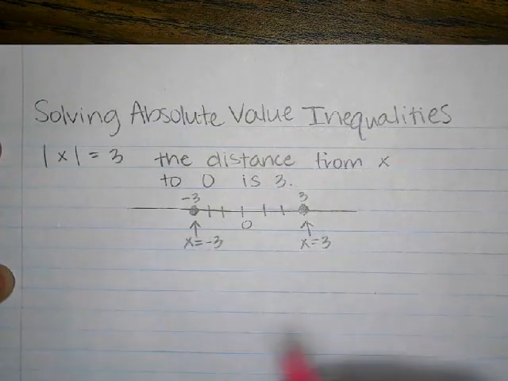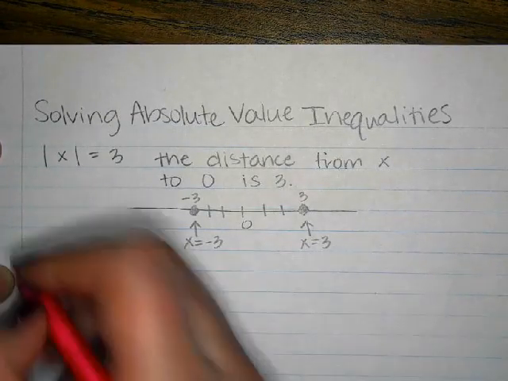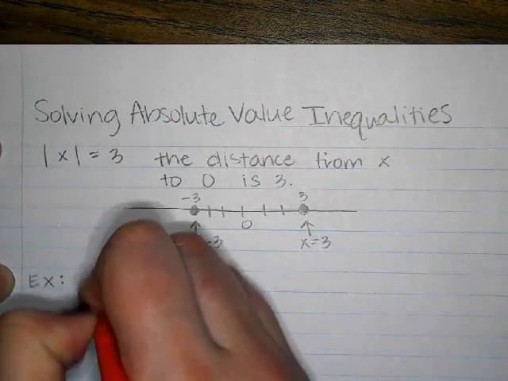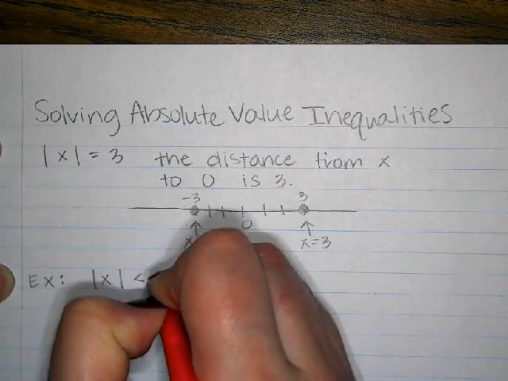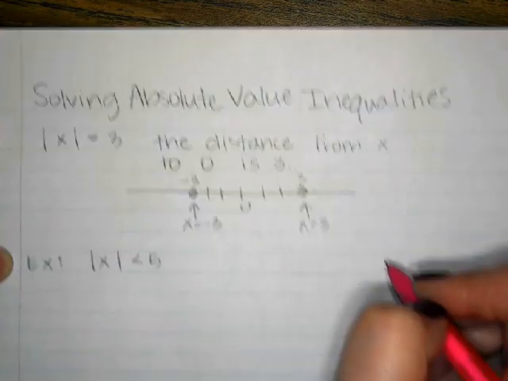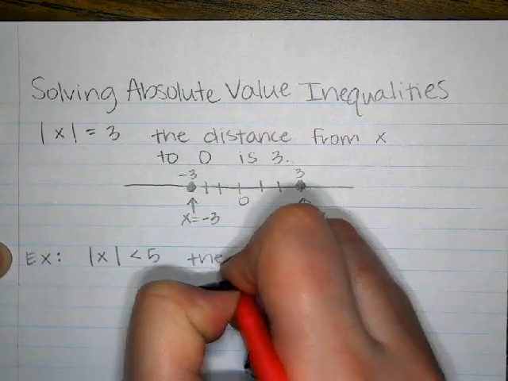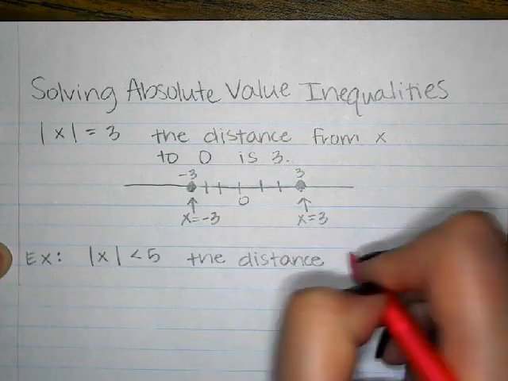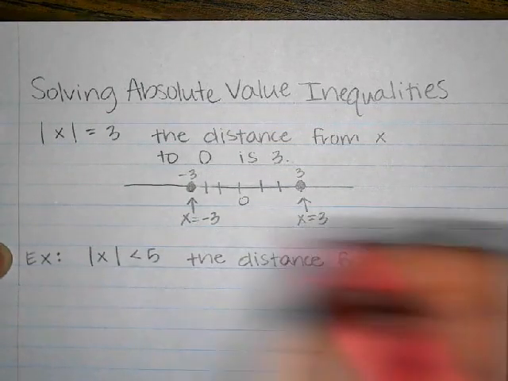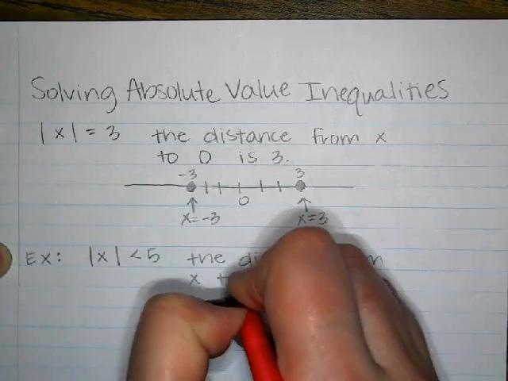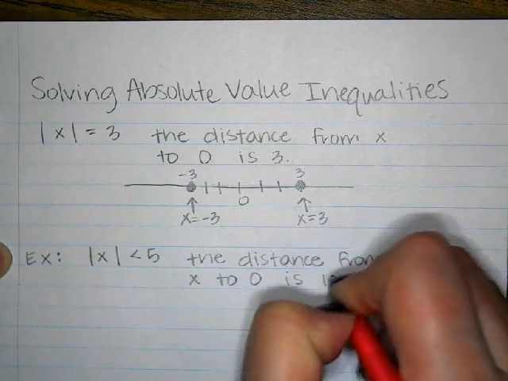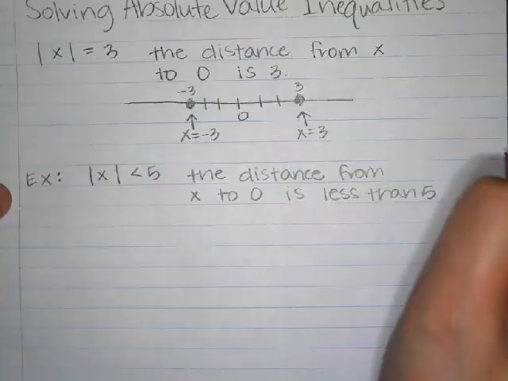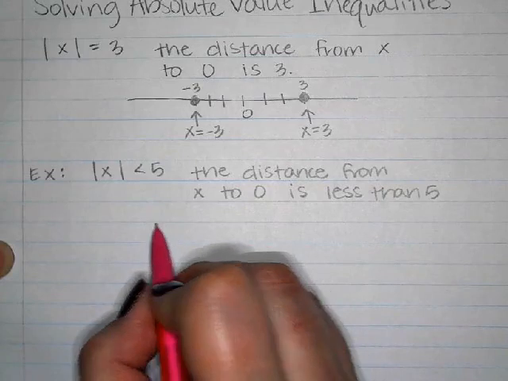Now, when you do inequalities, things get a little bit crazier. So we're going to say if the absolute value of x is less than 5, then what this means is the distance from x to 0 is less than 5. So we're going to draw this again.